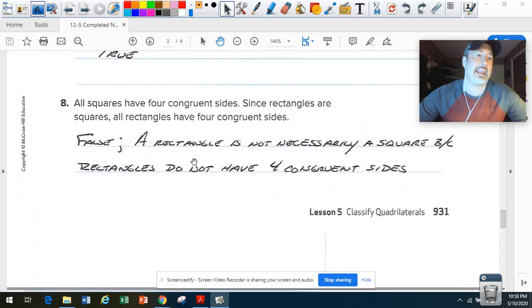Look here at number 8. All squares have 4 congruent sides. Okay. Since rectangles are squares, all rectangles have 4 congruent sides. No. A rectangle is not a square. A square can be a rectangle, but a rectangle cannot be a square. Because in a rectangle, only the opposite sides are congruent, okay? Not all 4 sides. So it says a rectangle is not necessarily a square because rectangles do not have 4 congruent sides. So that's why there.